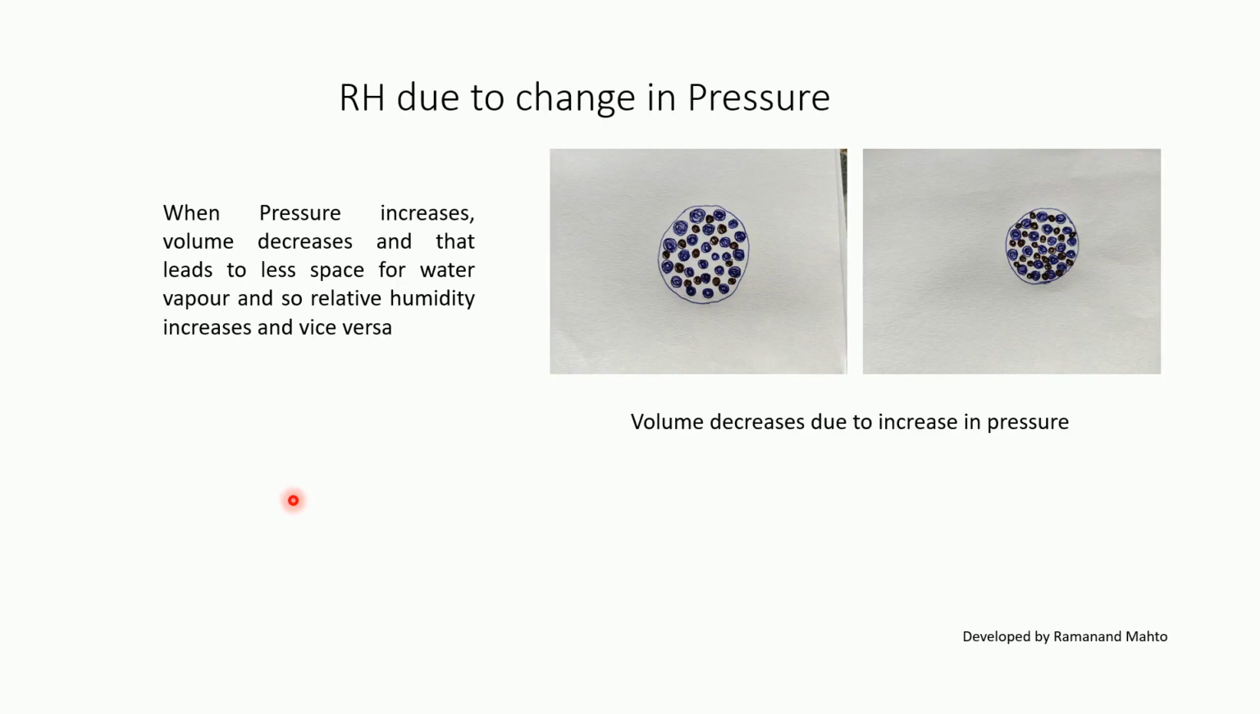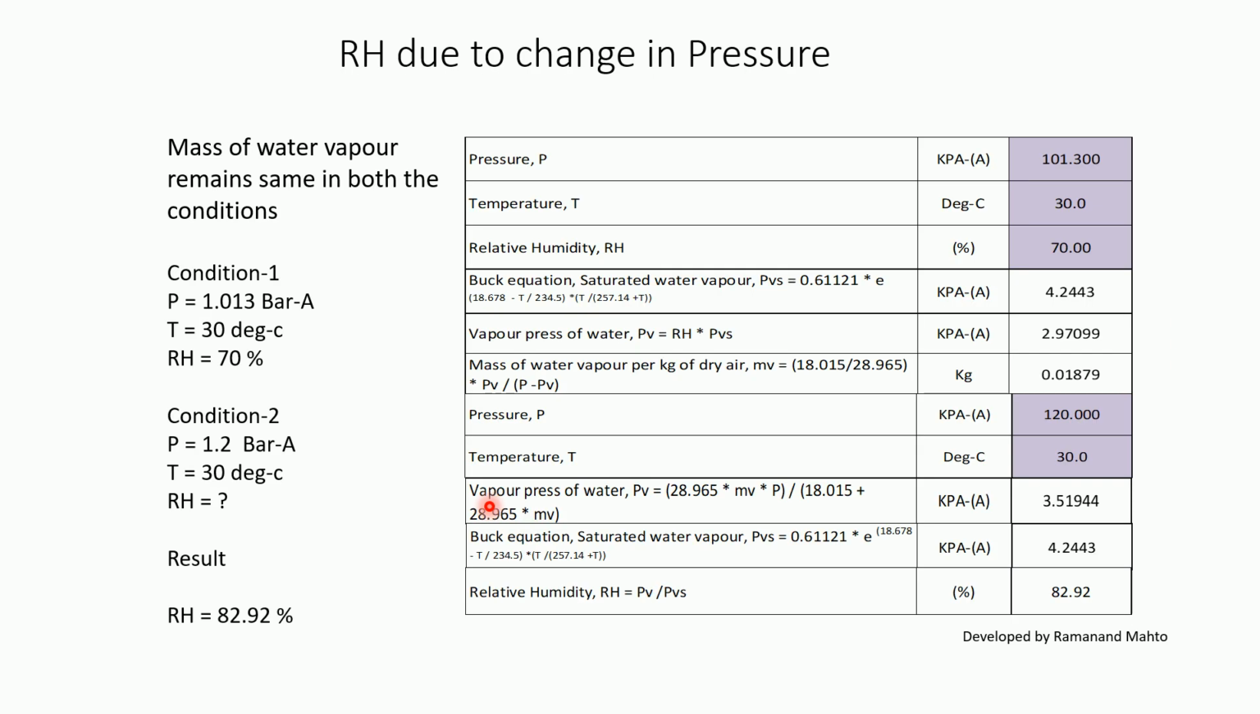Now we'll see what is change in relative humidity due to change in the pressure. When the pressure increases, volume decreases, and that leads to less space for water vapor, and so relative humidity increases, and vice versa. Take the case of this unsaturated condition, and if pressure increases, the volume decreases. So space between dry air has now reduced, and that is why the relative humidity increases. We'll see with this example.